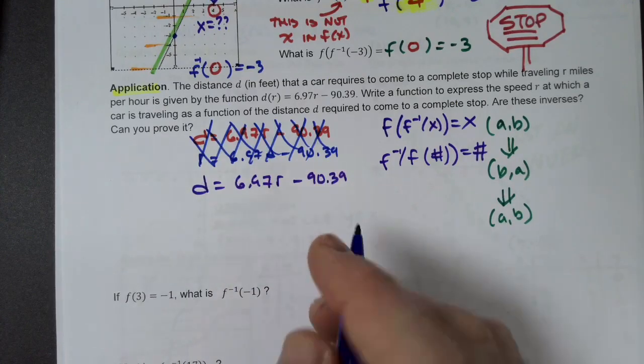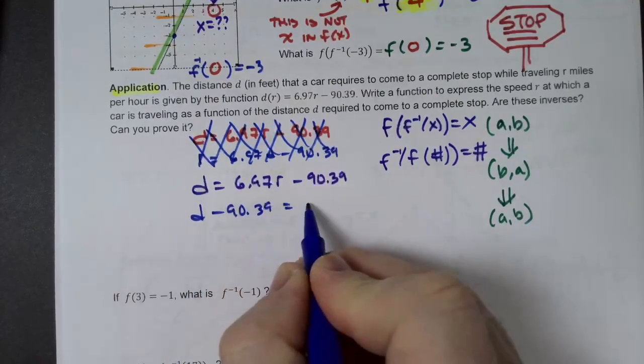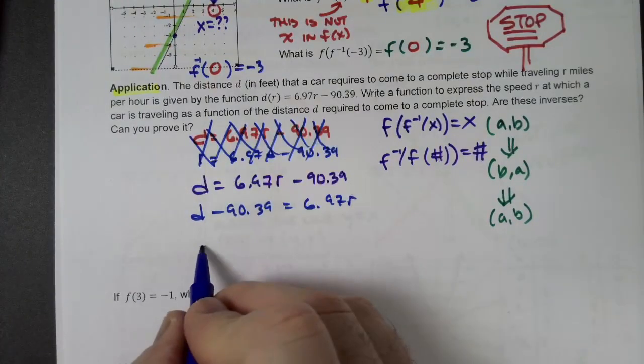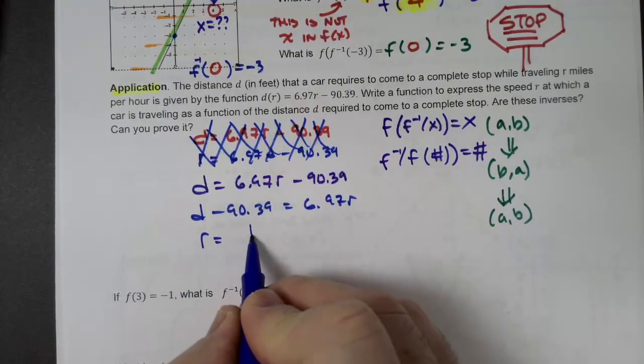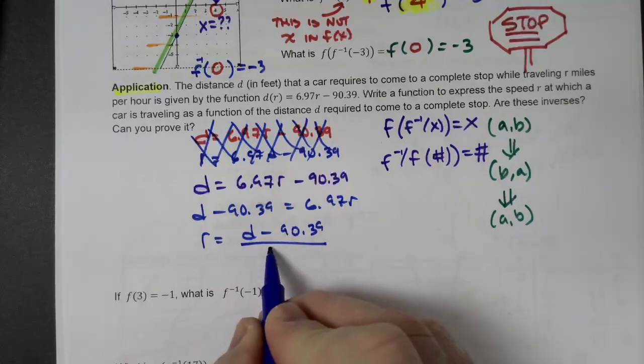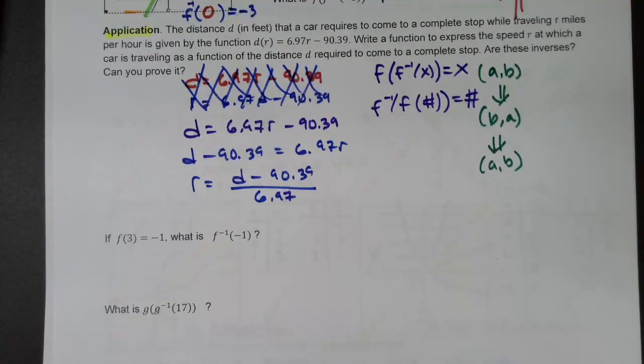Okay. So if I add 90.39 to both sides, I'll have 6.97 times r. And then r will equal d minus 90.39, all of this divided by 6.97. And that's what I could put in my calculator to solve for that.